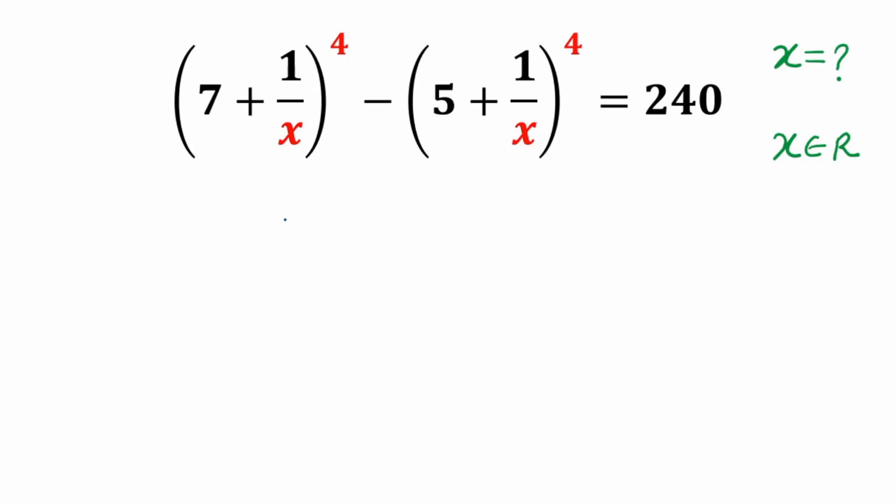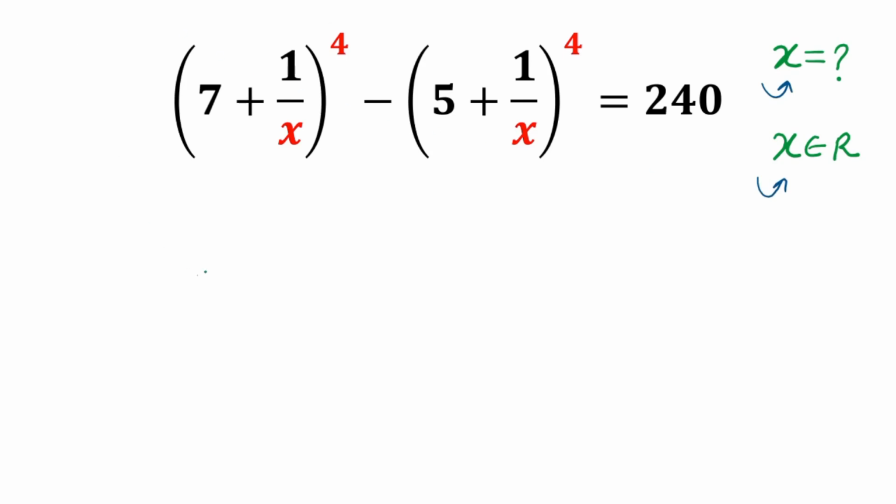Friends, in this video we are going to solve a nice algebra problem. We have (7 + 1/x)^4 − (5 + 1/x)^4 = 240. Here we need to calculate all possible values of x, where x belongs to the real numbers.